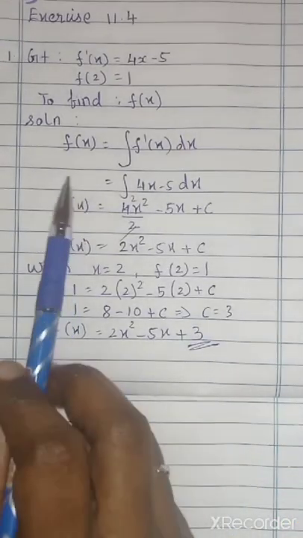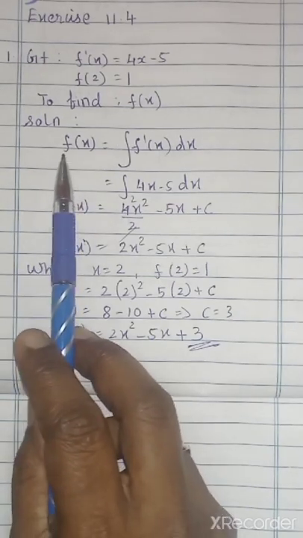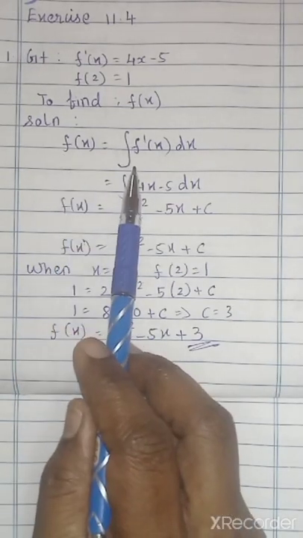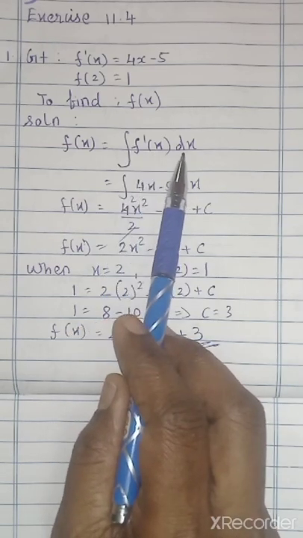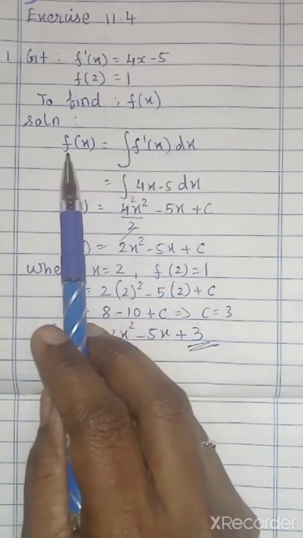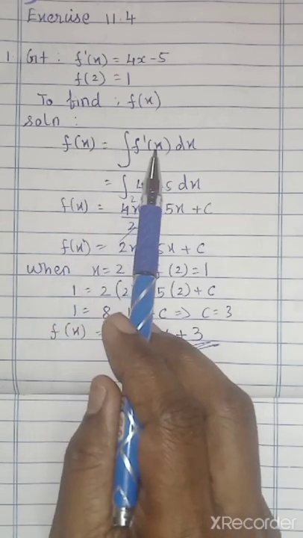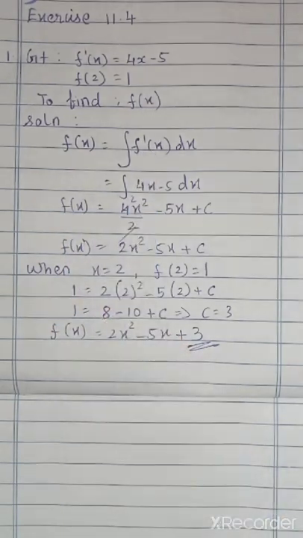Okay, so the main thing we are going to use here is f of x equal to integration of f dash of x into dx. Is that clear? What is f of x? Integration of f dash of x dx.